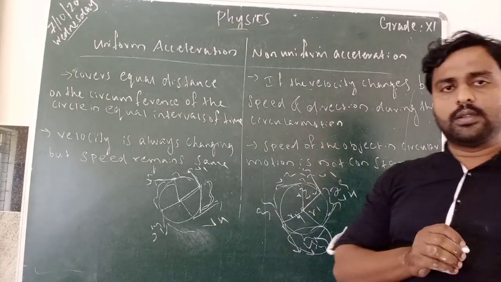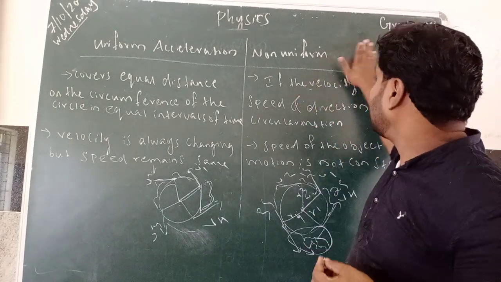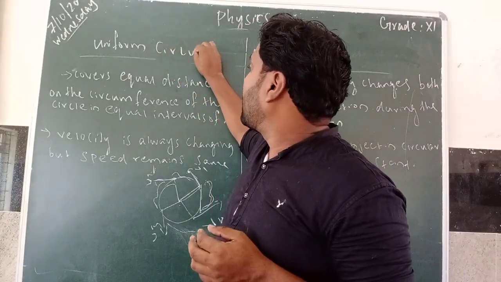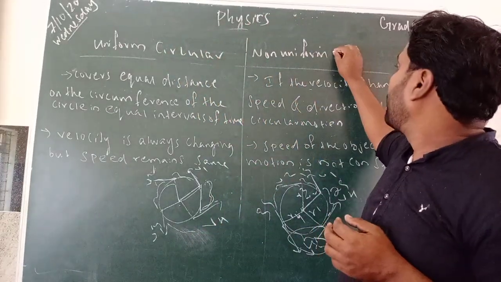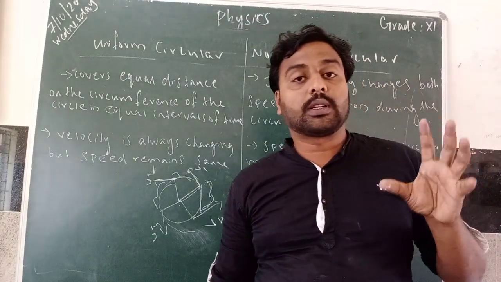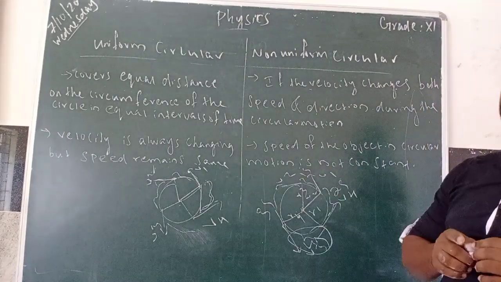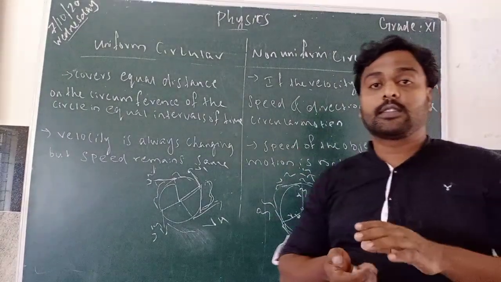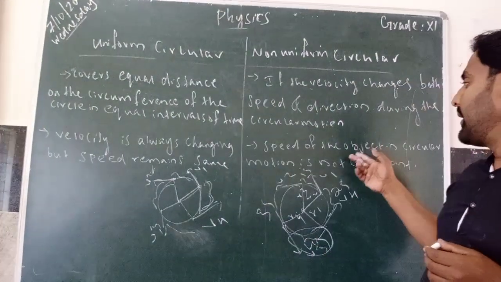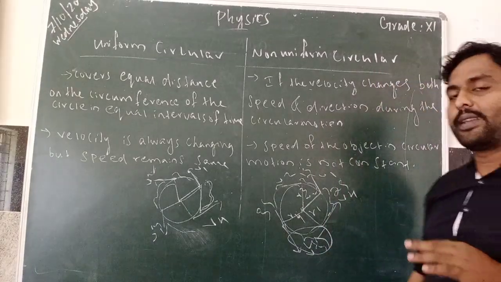Non-uniform circular motion. This topic is about uniform circular motion and non-uniform circular motion. In the first one, velocity changes in both speed and direction, and here the speed of the object in circular motion is not constant.